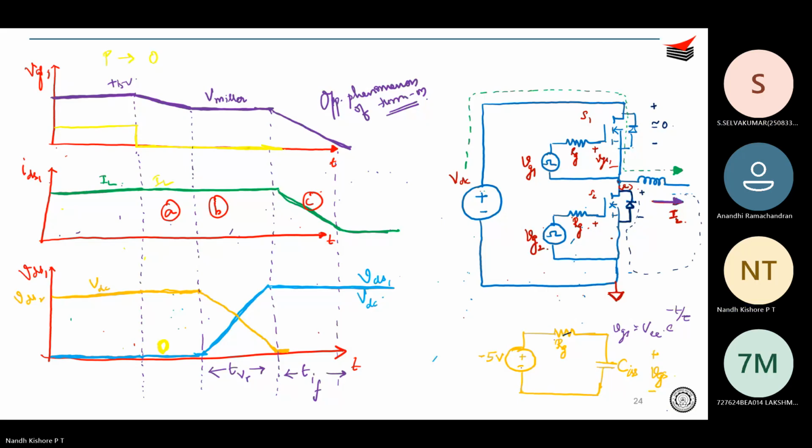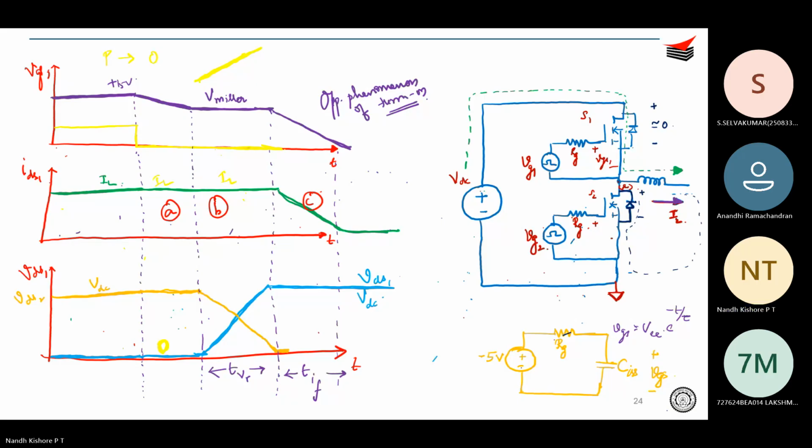And what about this region? Over here, the current is IL and voltage is rising. So the power loss will also increase from 0 to what value? The final value will be VDC into IL. The power loss increases from 0 to VDC into IL.